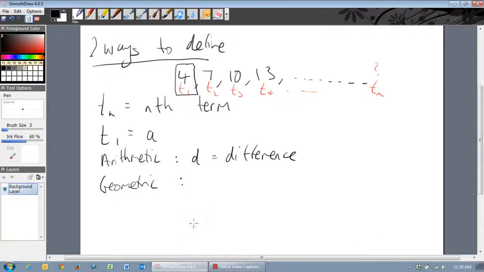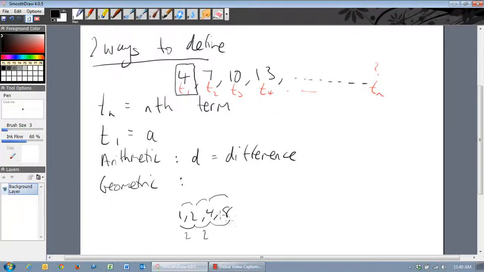In a geometric sequence, what happens in a geometric sequence? Well, what did we have before? We had 1, 2, 4, 8, etc. We don't have a difference here because see the difference here is 1, the difference here is 2, the difference here is 4. The difference doesn't work for geometric sequence. What we say is the ratio between each of these numbers. What's the ratio between 1 and 2? It's 2. What's the ratio between 2 and 4?